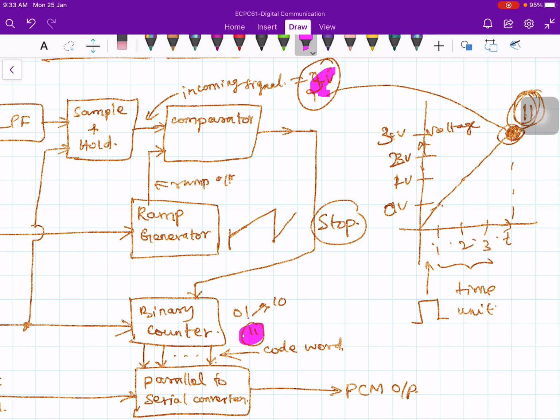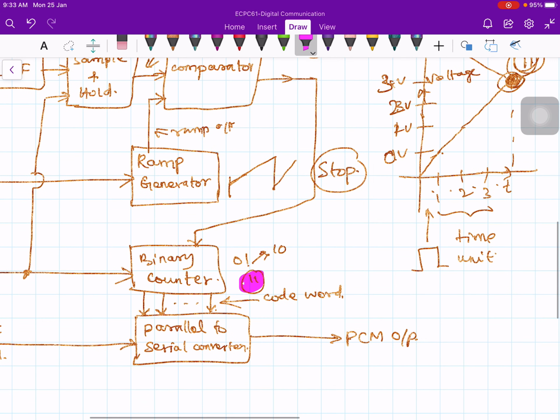is in parallel form. So we need to convert it into a serial form in order to transmit. That's the essential part. So you need to convert the parallel form into serial form in order to transmit the PCM output. So this is a difference between an A to D converter and PCM systems.